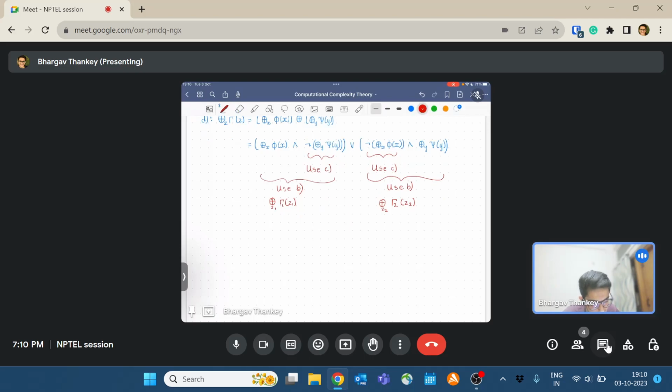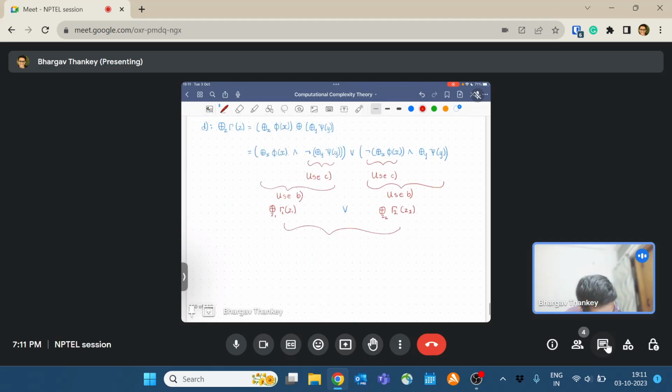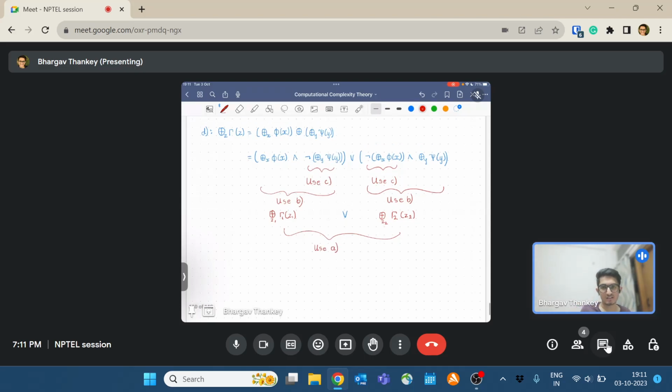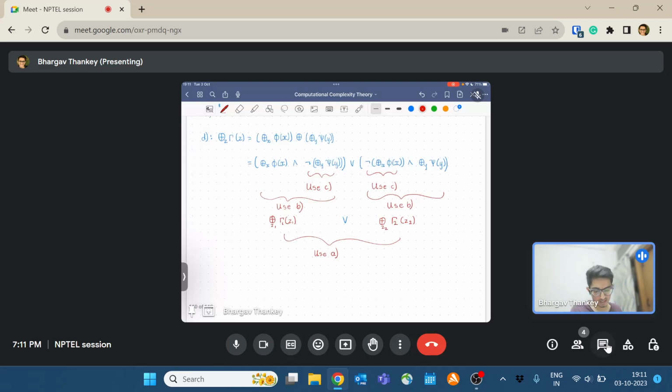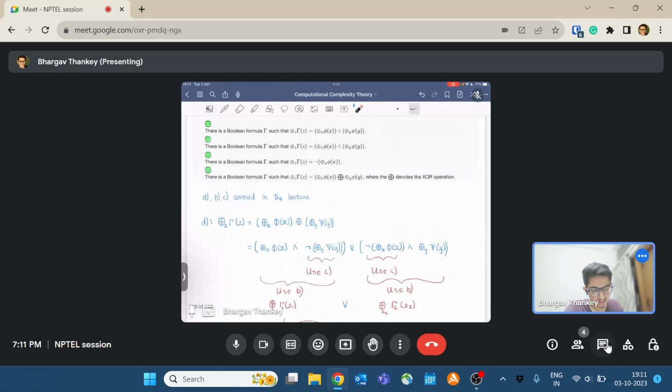To construct an OR of these two, we can just use the construction in option A. So use A. By using these three constructions, we can construct a formula which has this property.